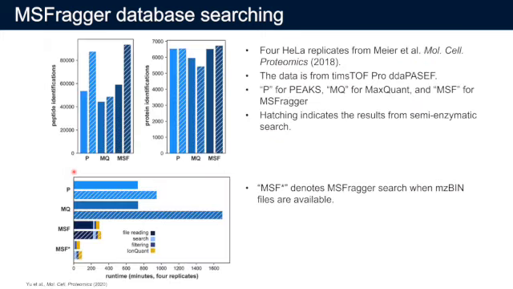Here's an example of the MSFragger closed search. We demonstrated using 4 HeLa replicates from the DDA PASEF data, and the peaks and the MaxQuant were used as benchmarks. The hatching bars mean the search was from the semi-enzymatic digestions, and the non-hatching means it's from the enzymatic search. As we can see, MSFragger can find more peptides and proteins compared to its competitors.